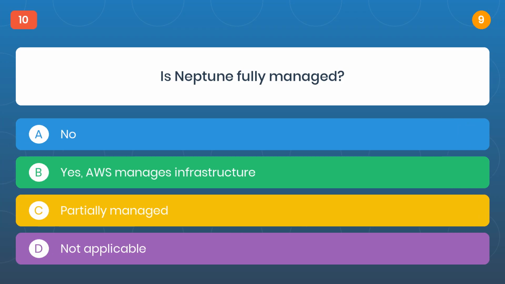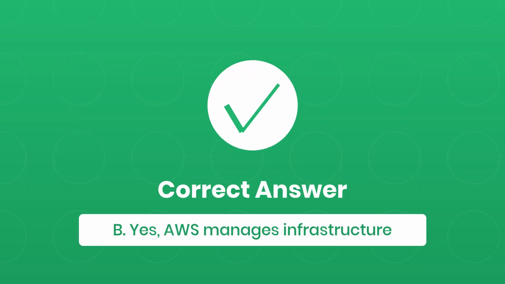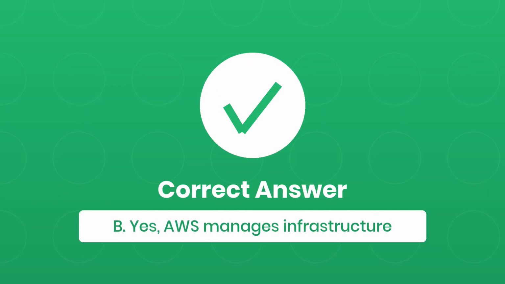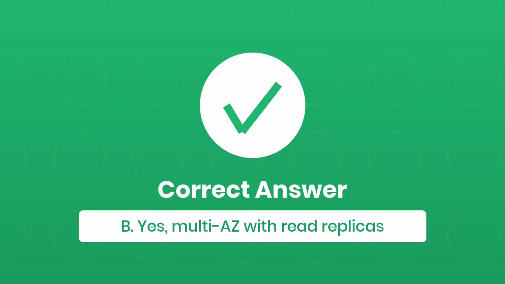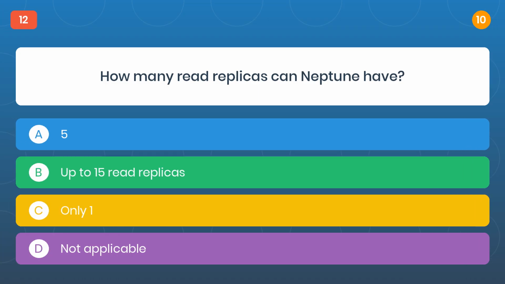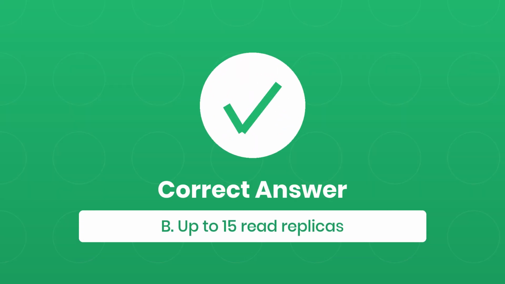Question 10. Is Neptune fully managed? The correct answer is B, yes, AWS manages infrastructure. Question 11. Does Neptune support high availability? The correct answer is B, yes, multi-AZ with read replicas. Question 12. How many read replicas can Neptune have? The correct answer is B, up to 15 read replicas.